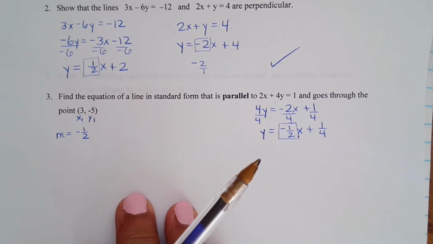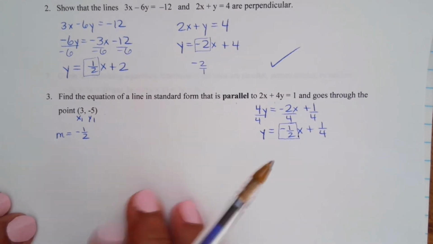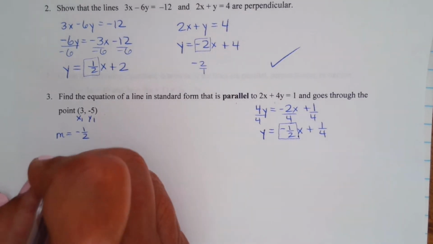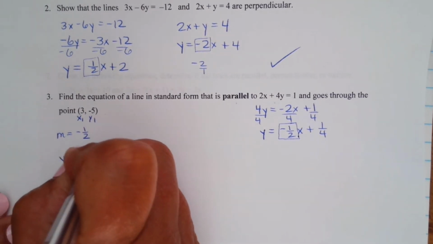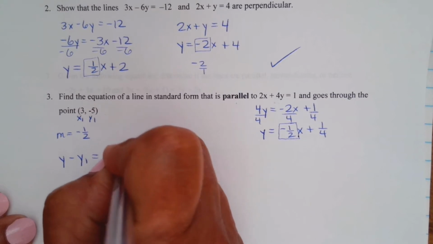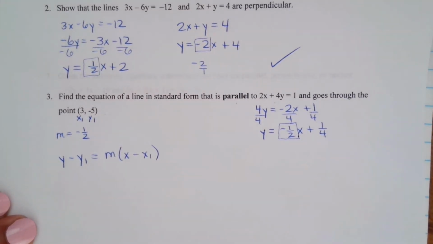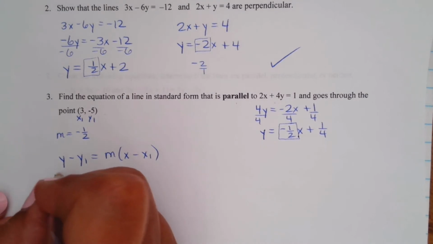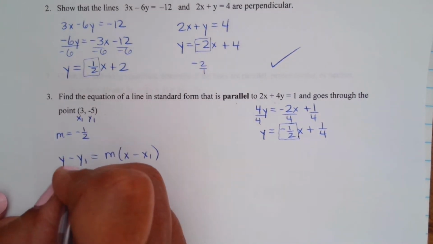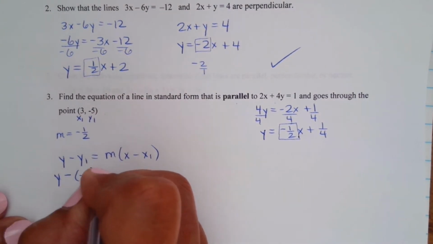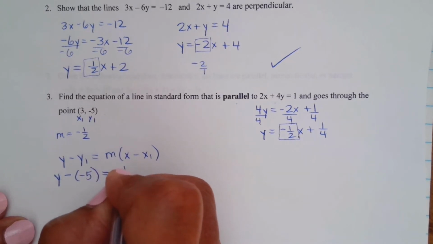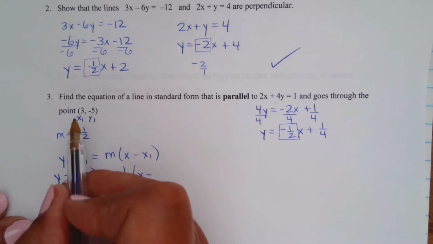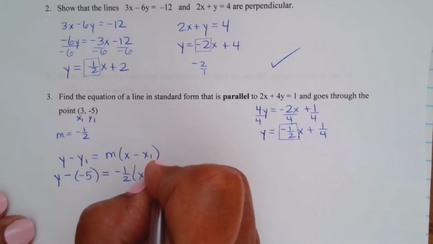Okay, so we did this on the last video. Since I have a point and a slope, I want to start with my point slope formula. Okay, y minus y1 equals m times x minus x1. Substitute in your x1, y1 values and your slope value. So y minus y1 is -5 equals m, which is -1/2, and then x minus x1 is 3.